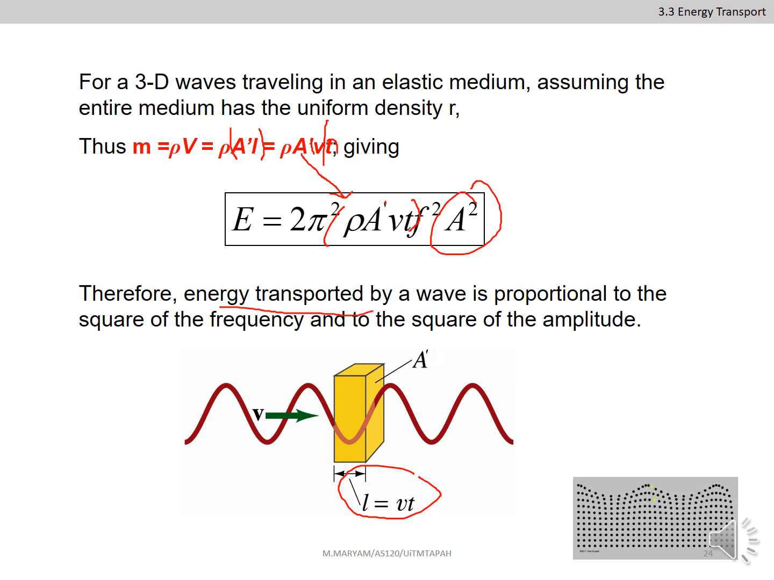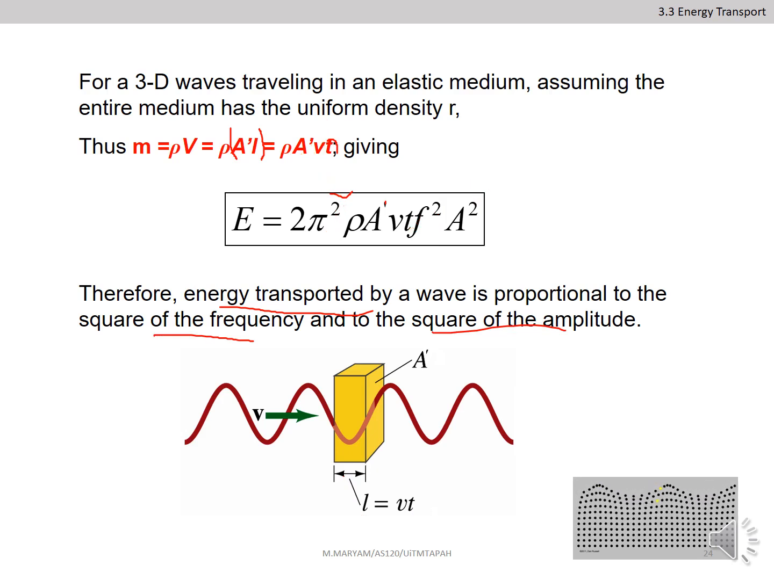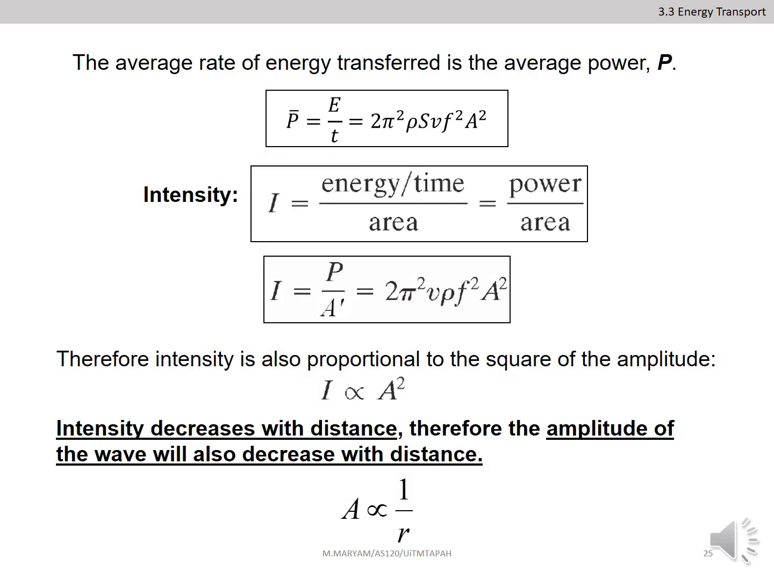Therefore, the energy transported by a wave is proportional to the square of the frequency and the square of the amplitude, as you can see in the equation here. Then energy over time is the average power. The unit of power is the watt. So just take the equation of energy divided by the time.